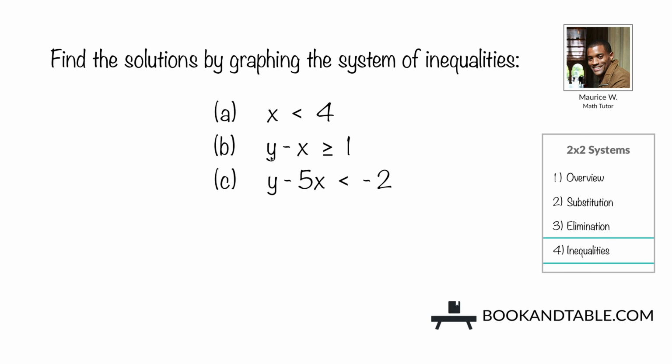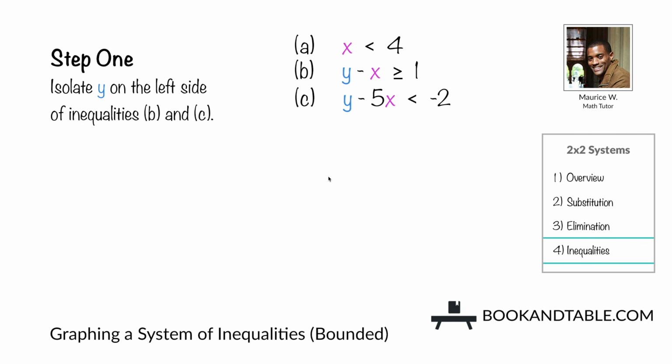Inequality B, y minus x is greater than or equal to 1. Inequality C, y minus 5x is less than negative 2. So the process for graphing this system will be similar to a 2x2 system. Step 1, isolate y on the left side of inequalities B and C. There's no y in A, so we'll skip A for now.